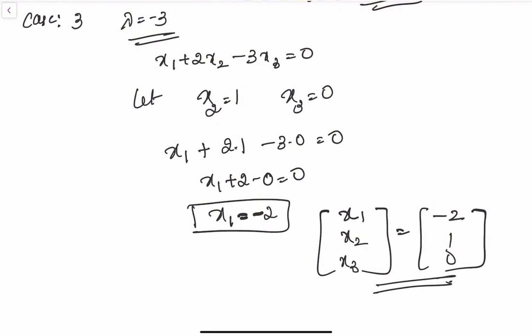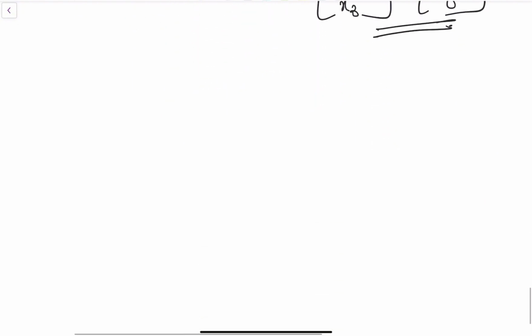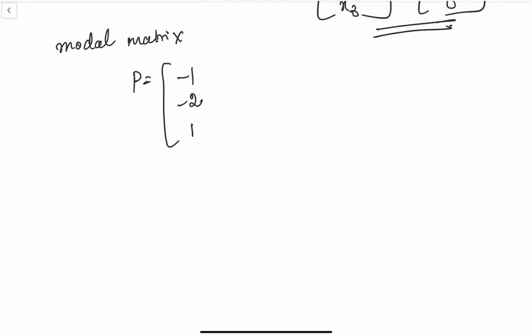Since you have 3 vectors ready, now what you have to do is solve for the modal matrix. Okay, what is the modal matrix? It is nothing but a combination of all the 3 vectors written in this way. So P is equal to minus 1, 2, 1, 3, 0, 1 and minus 2, 1, 0.